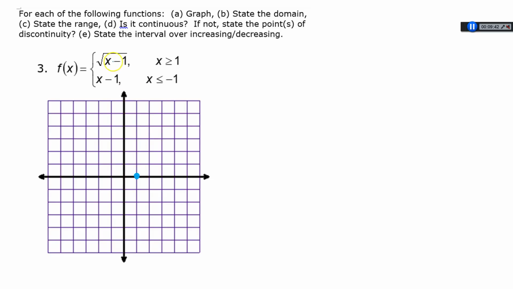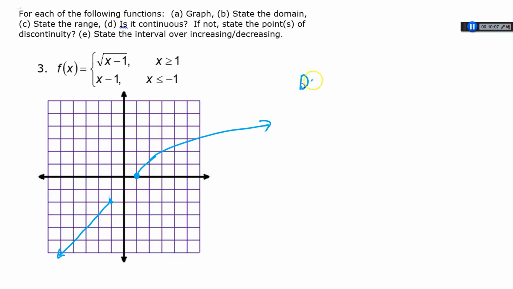We haven't really learned this yet, but this is just the root function shifted to the right one. You could plug in some values to find out if you wanted to, but it's going to look something like that. You could make a table if you needed to. And we were less than or equal to -1, so -1 minus 1 is -2. Solid dot there because it's less than or equal. X minus 1 is going to have a slope of +1. Hopefully you got something that looks like that.